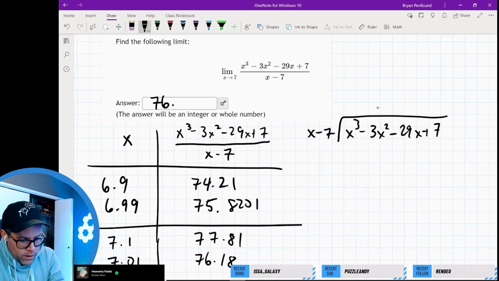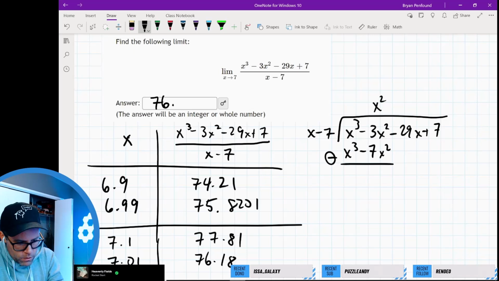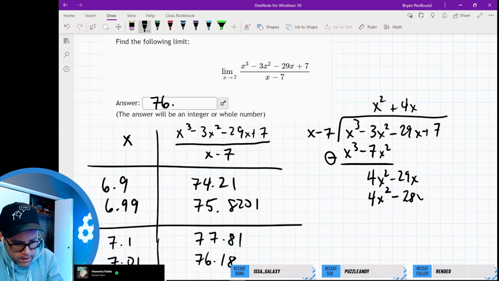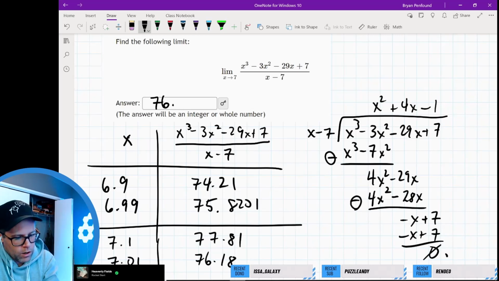So in our case, we're going to need an x squared. That's going to get us to x cubed minus 7x squared. Let's do a subtraction, and that'll give us negative 3 plus 7, so that's 4. Next step is to compare the 4x squared and the x. So I'm going to need 4x? And then multiplying those out, we get 4x squared minus 28x. Do a little subtraction, and we should get negative x plus 7 as our last bit. So that's going to be a minus 1. That's going to give us our 0 remainder that we're looking for.